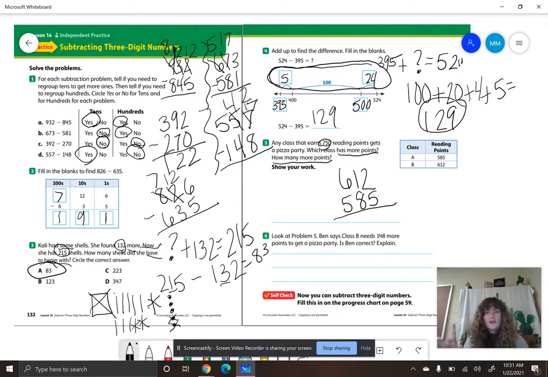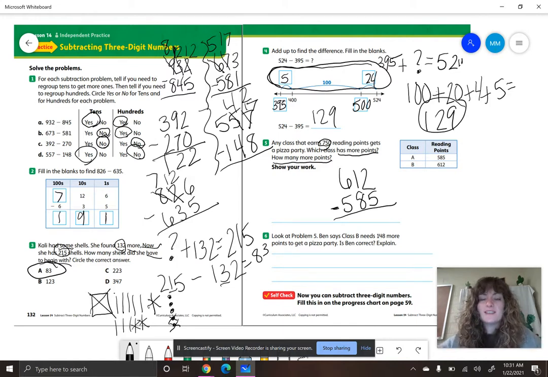Okay, now think about it. How many more points does Class B have than 585? If I am comparing, what am I going to do? Add or subtract? I'm going to subtract. So let's subtract this out. Okay, where am I going to start, Smarties?